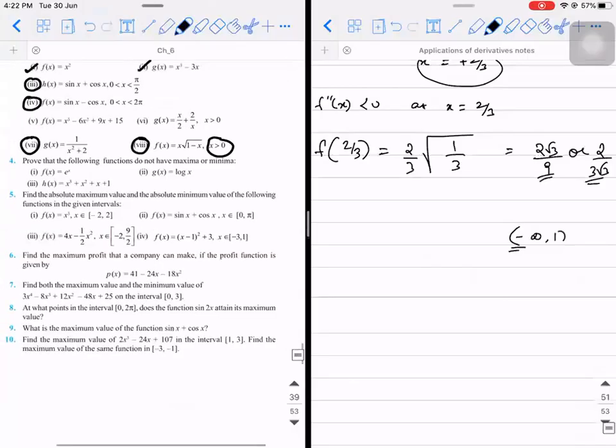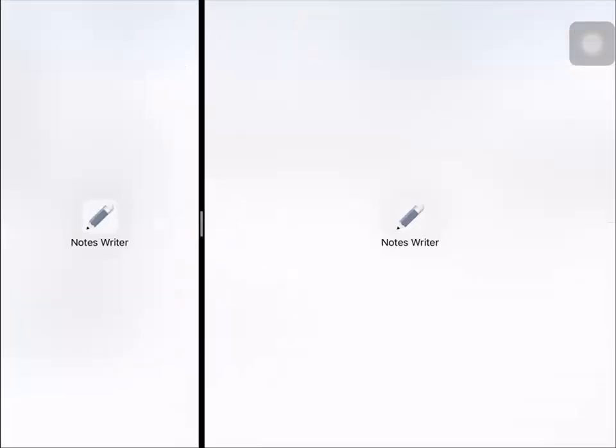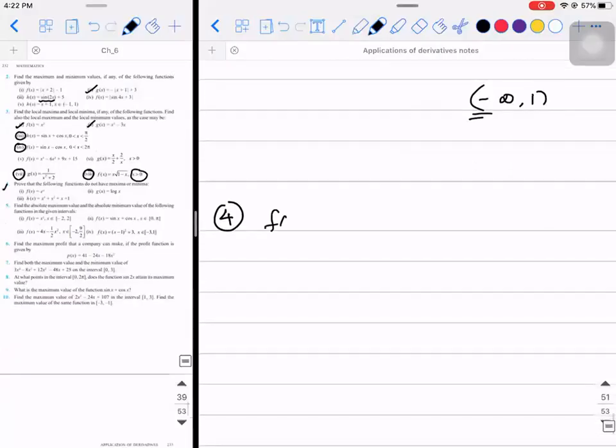So you can try. Prove that the following functions do not have maxima or minima. So one is the exponential function. We have seen algebraic, we have seen trigonometric. Now let's look at exponential and logarithmic functions as well. Let's look at the fourth one. So f of x is equal to e power x. What are they asking us to prove? They do not have any point of local maxima or minima.